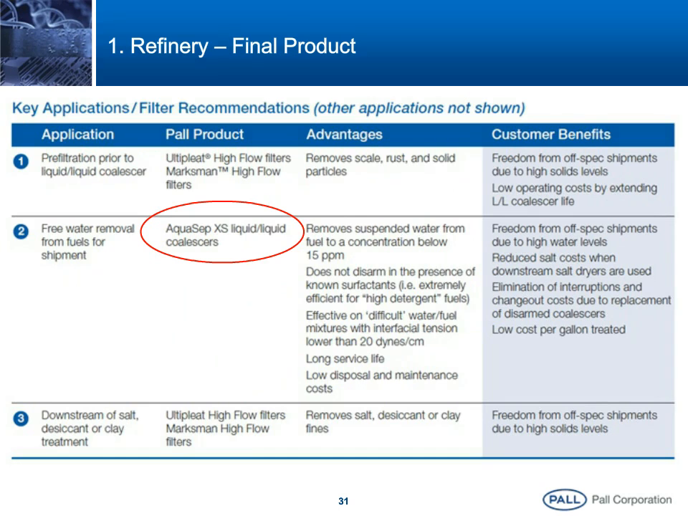So the coalescer that we're recommending on final product is the Aquacep XS liquid-liquid coalescer. The customer benefits we can see on the right-hand side will include freedom from off-spec shipments due to high water levels, often seen with disarmed conventional glass fiber coalescers. If you have a salt bed in the stream, you will see reduced salt costs due to the more effective removal of water. You're going to see elimination of interruptions and changeout costs due to replacement of disarmed coalescers, all for a very low cost per gallon being treated.